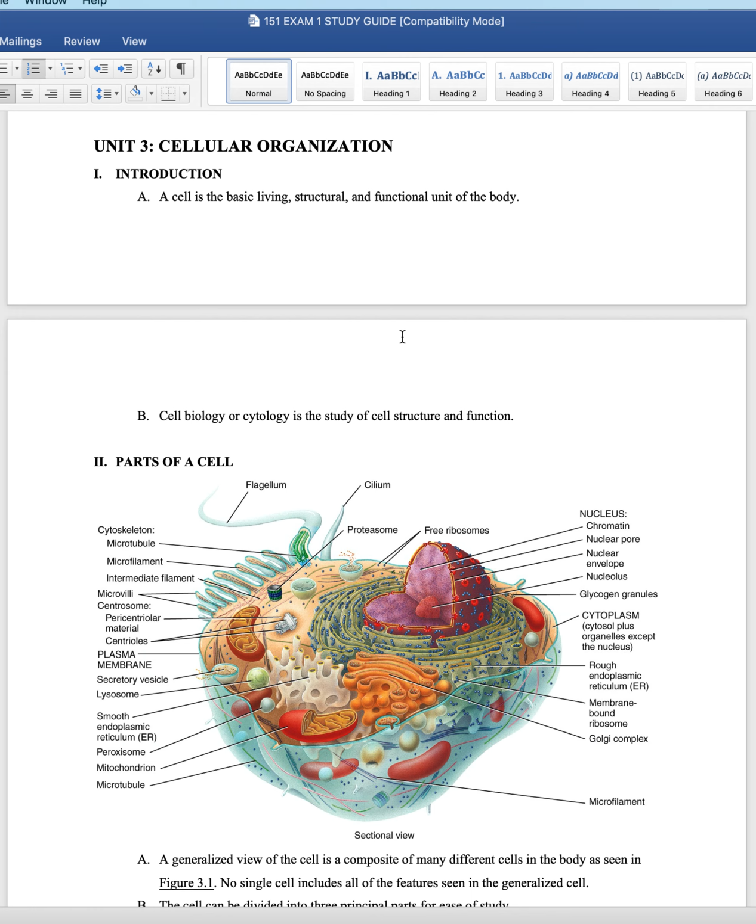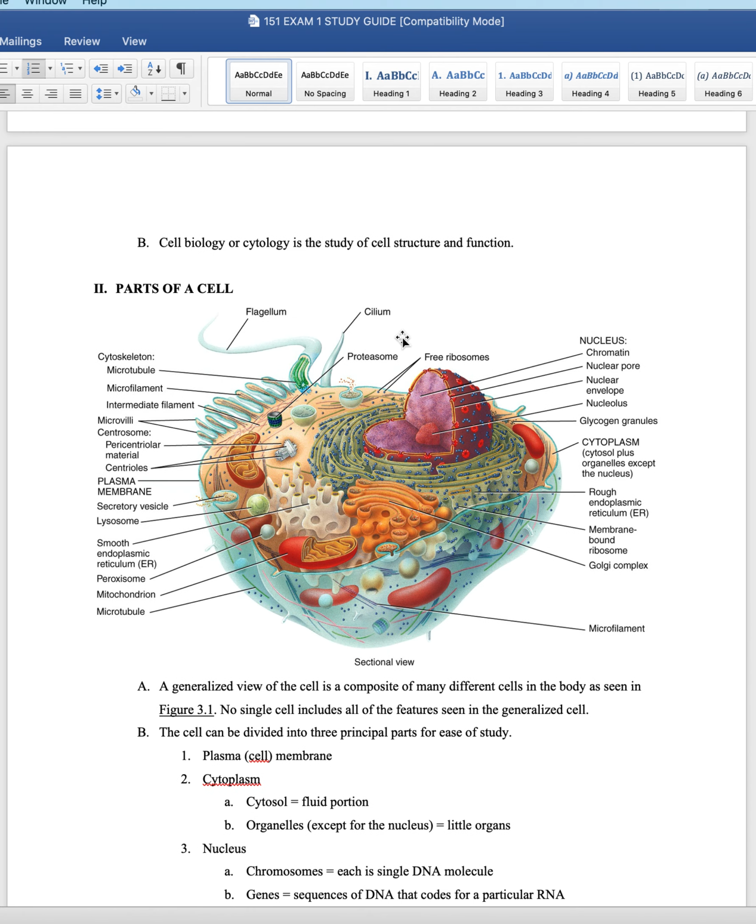All right, so that is the end of chapter 2. I'm going to go right on here to unit 3, talking about cellular organization. So I'm going to take just a moment here and kind of linger on this, because this is going to tell me everything I'm going to tell you about this whole chapter. So let's start here at the outside.